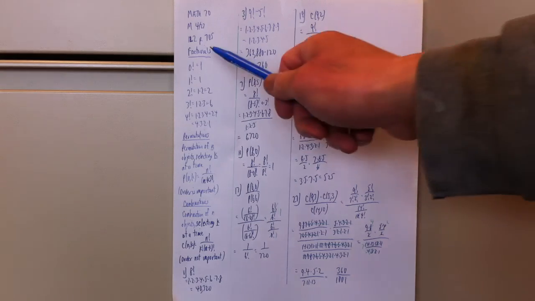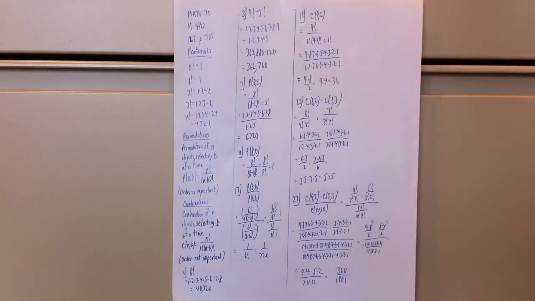Alright, so these are notes for Milham's Math 70, Monday, April the 27th, section 12.2, page 705.